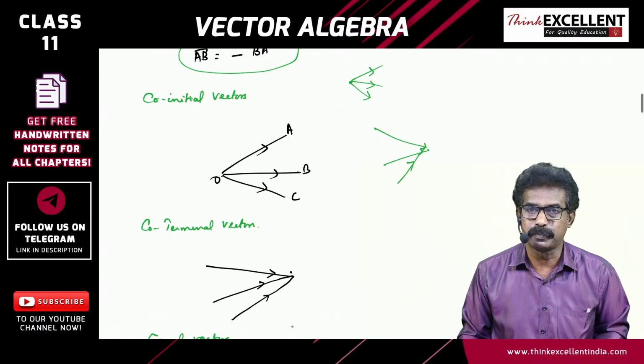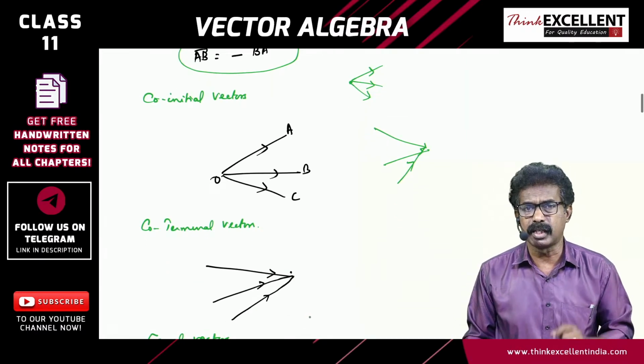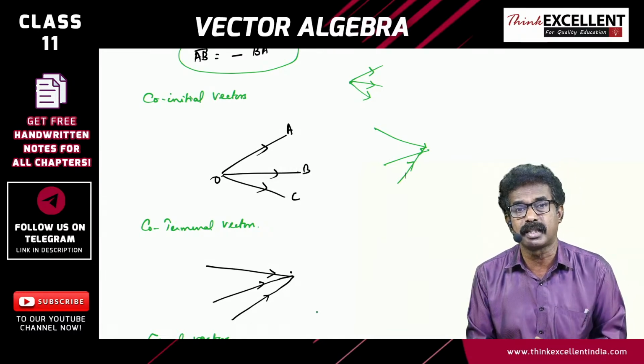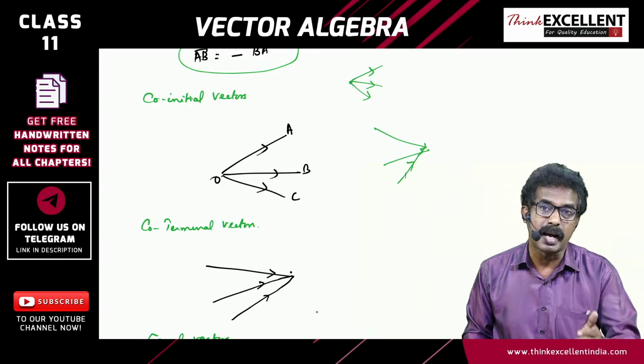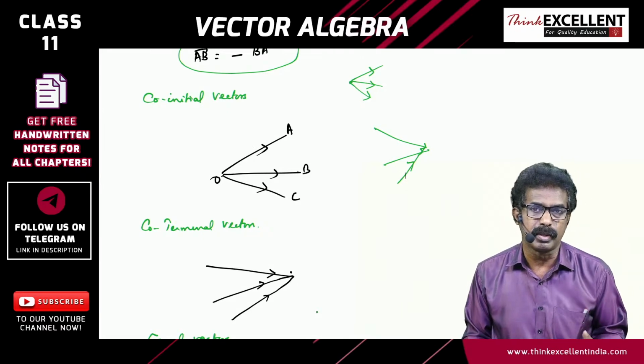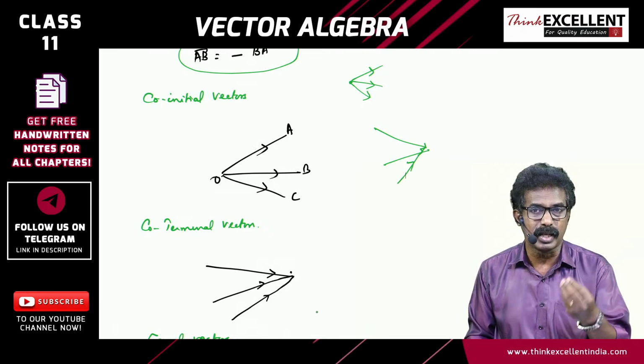Co-terminal vectors. You know a vector has both magnitude and direction. So equal vectors: when can you say two vectors are equal? They are equal in both magnitude and direction. The magnitude must be the same and the direction must be the same. What is a vector? It has both magnitude and direction.